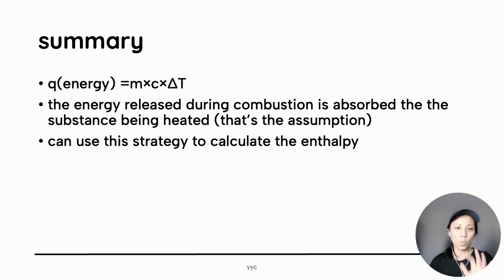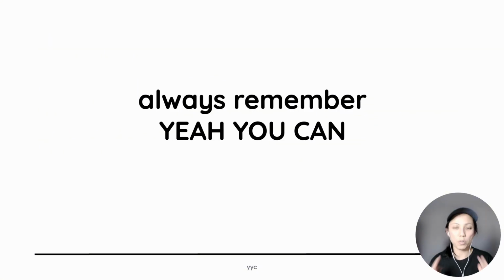So to summarize, we can actually use the energy that was released during combustion and absorbed by a substance to calculate the enthalpy of a substance. How do we do that? We can use this formula, Q equals MC delta T, that relates to the specific heat capacity, to figure out how much energy was released, how much energy was absorbed, and attribute that to the fuel that was being used. Cool? All right.